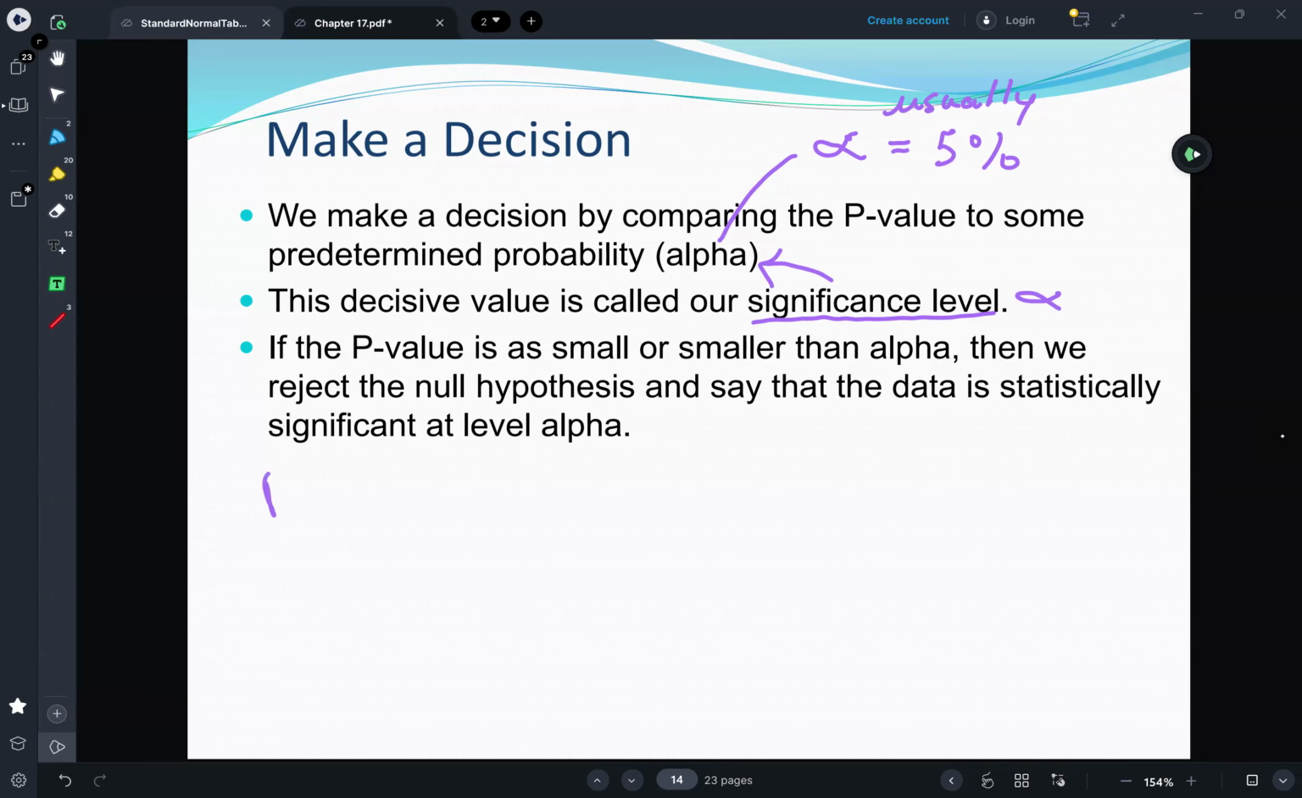So if the p-value is less than or equal to alpha, then we reject the null hypothesis. And we say that the data is statistically significant at the alpha level. So it means that we have a statistically significant result because we've rejected the null hypothesis. Okay.